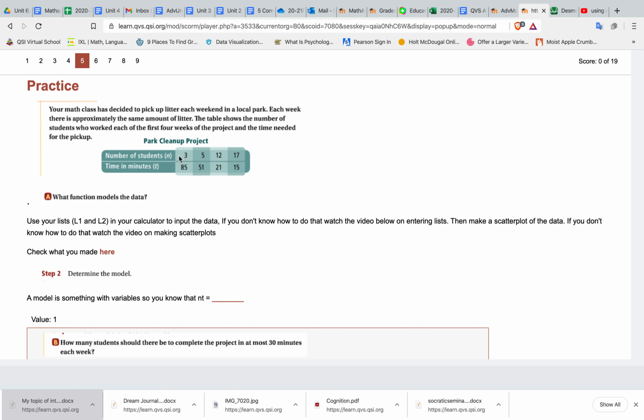And the idea here is that more students, less time, but we could assume that no matter how many students there are, they're still going to take some time to pick it up. So we're trying to model the data. We can't use our calculator.